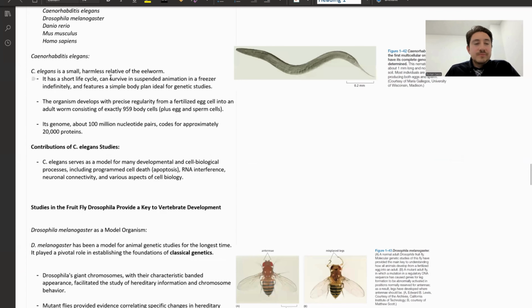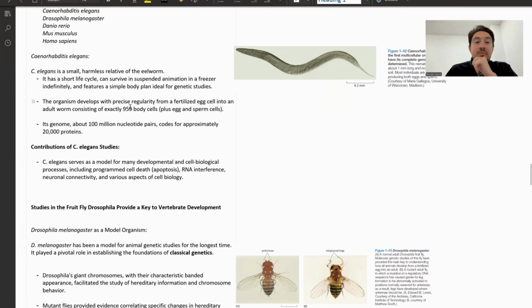It's a very small, harmless relative of the earthworm. It has a very short life cycle and can survive in suspended animation in freezers indefinitely. So this is very useful for research. It's a very simple body plan, so you can use this for genetic studies. Many research laboratories use this today.